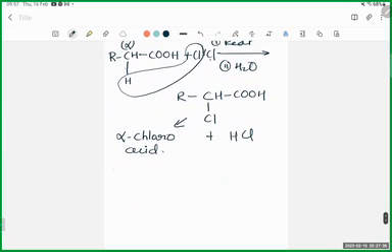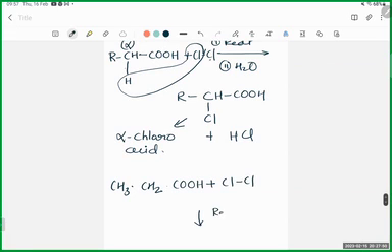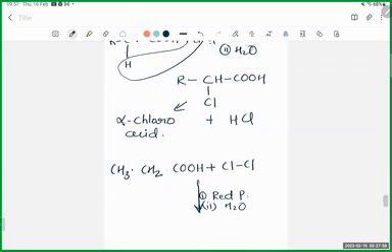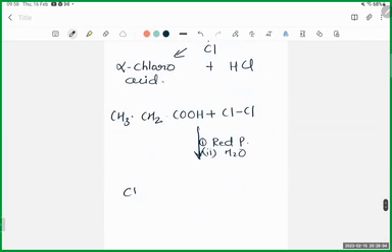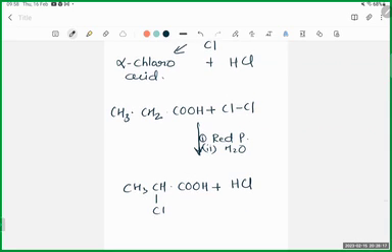Now Hridaya, you can try this reaction and do it by yourself. What will be the product? Red phosphorus followed by hydrolysis. Yes, Hridaya, go ahead. CH3CHClCOOH. Very good. Plus HCl. Correct? Yes, ma'am. Is this correct? Okay.